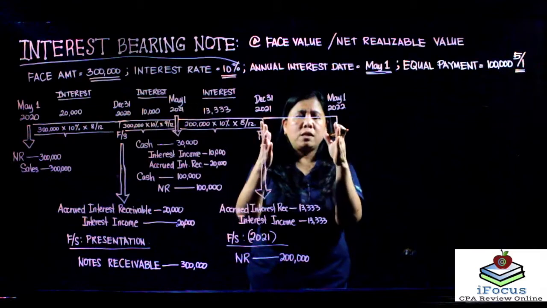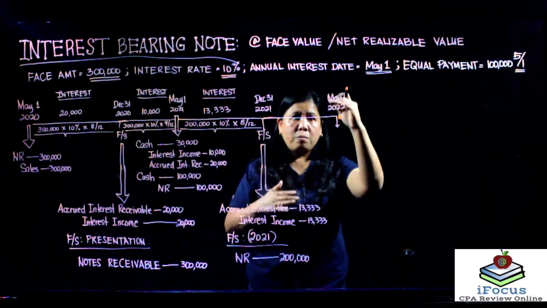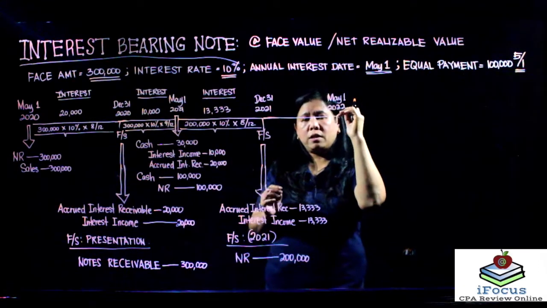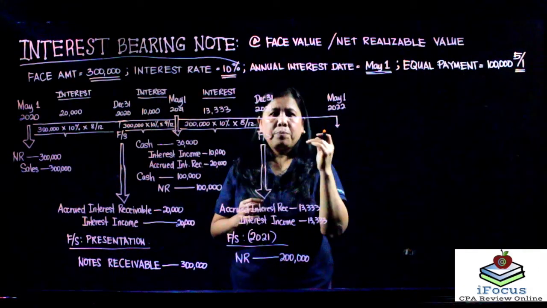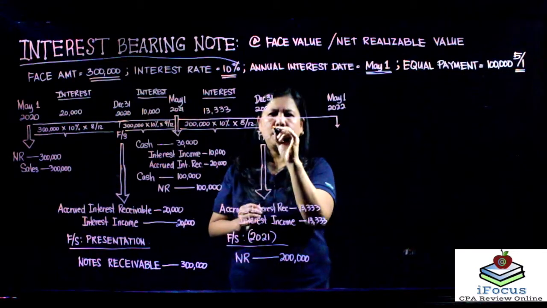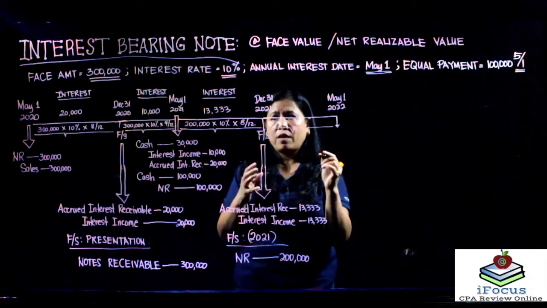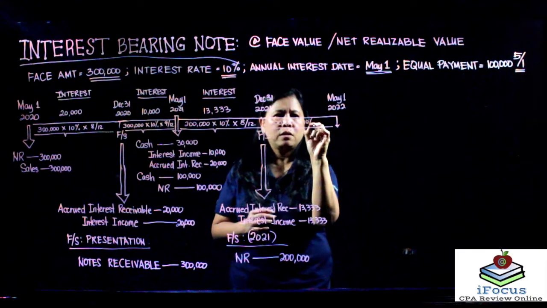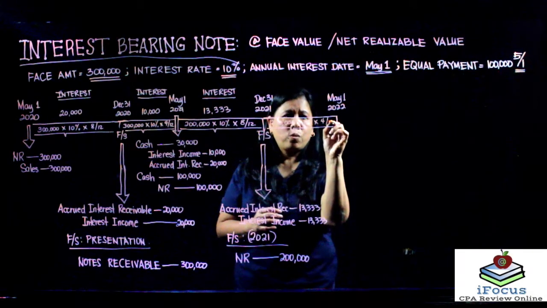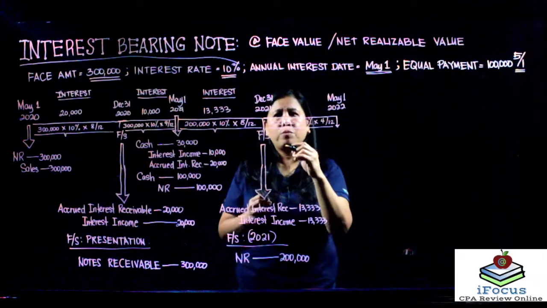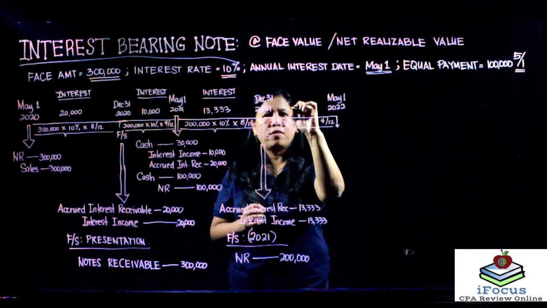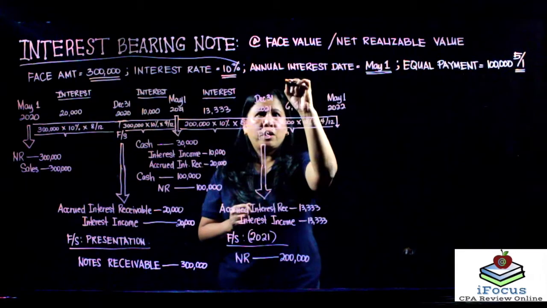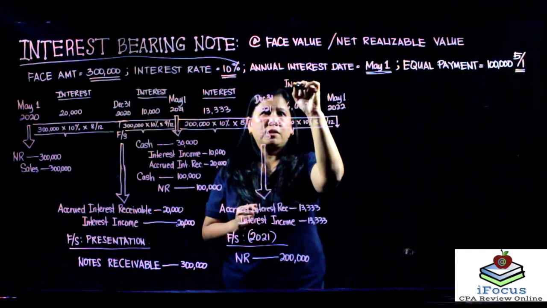Now we will receive the second annual interest income from the maker on May 1st. The computation for these 4 months is 200,000 times 10% times 4 over 12, and we end up with an amount of 6,667. That's your interest for the 4 months.